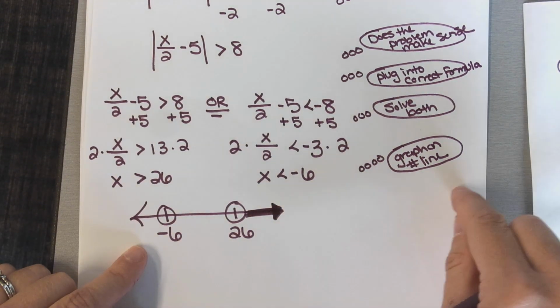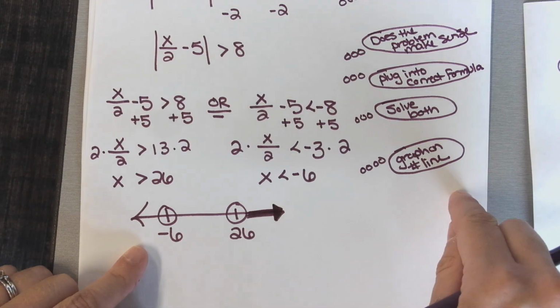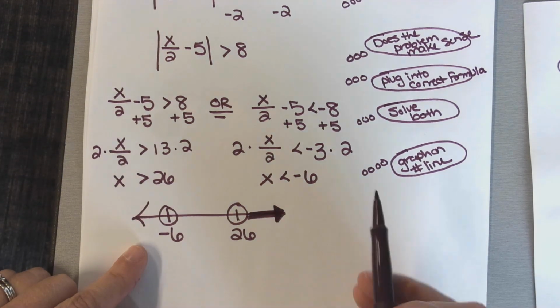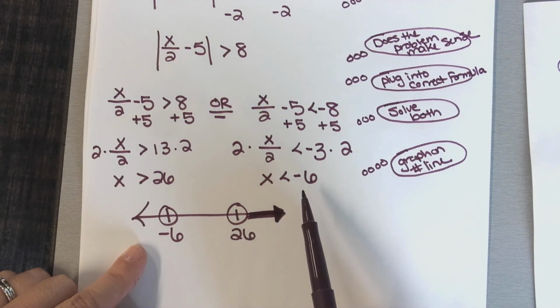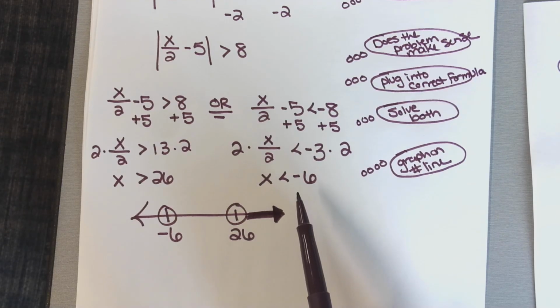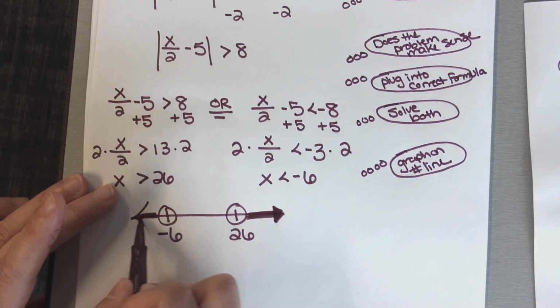If I was over here with my bubbles, I'd be like, now Miss Vessel is singing the Cupid Shuffle in her head. Okay. Open or closed circle, we already did that. Open circle, and then it says less than negative 6. To the left.